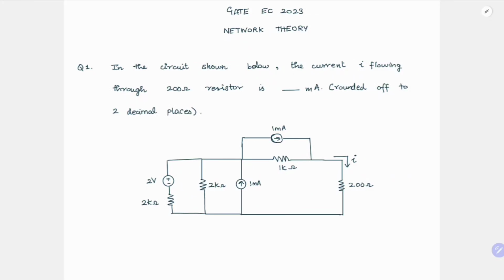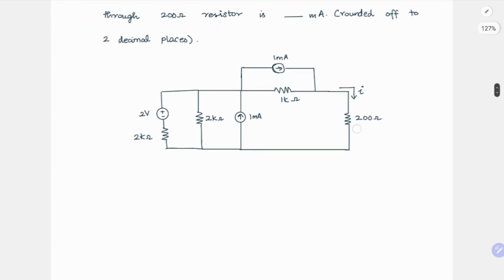Hello guys, today let us solve a question from network theory that appeared in GATE EC 2023. In the circuit shown below, the current I flowing through a 200 ohm resistor is dash milliampere, and they're asking us to find the current through the resistor, and we need to round it off to 2 decimal places. So first let us take a look at the circuit.